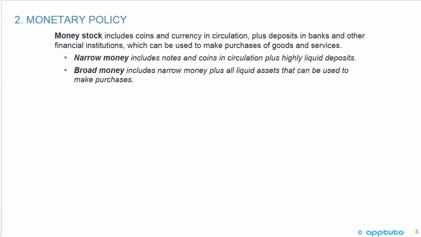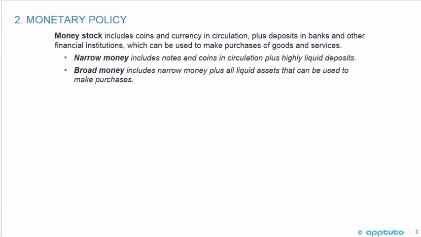So just a couple more definitions on this slide. Money stock includes coins and currency in circulation, plus deposits in banks and other financial institutions, which can be used to make purchases of goods and services. Narrow money includes notes and coins in circulation, plus highly liquid deposits.